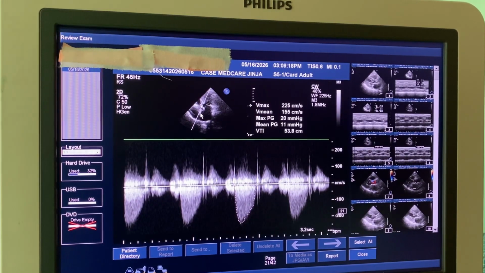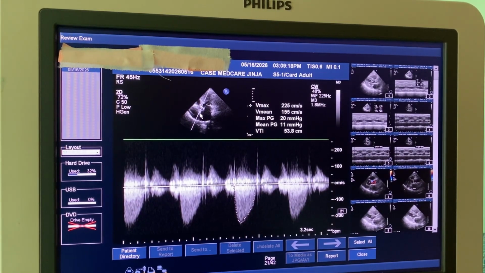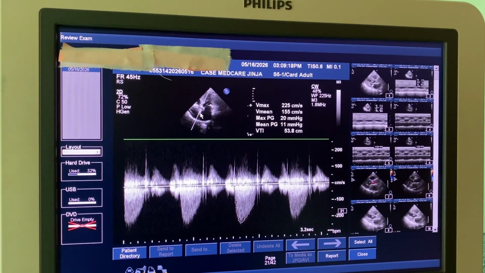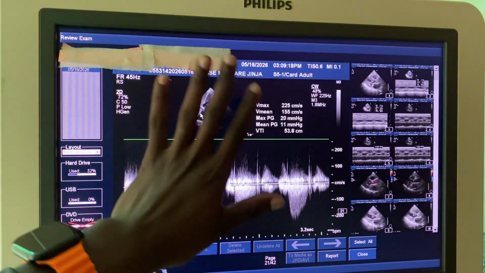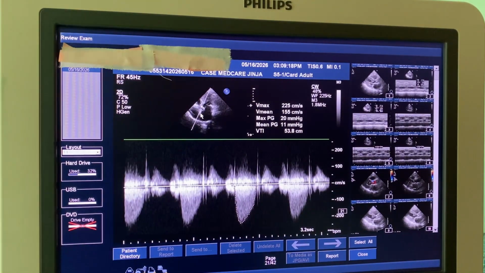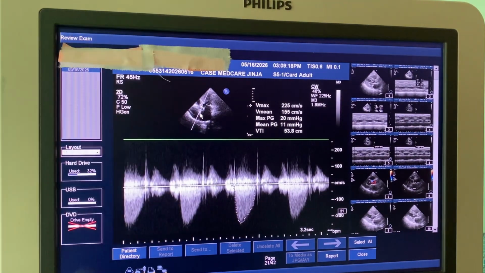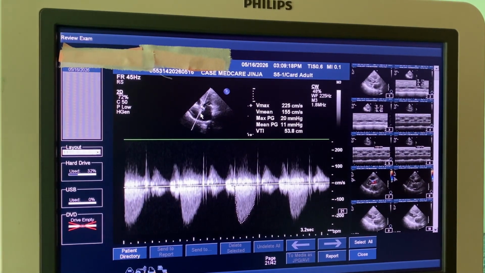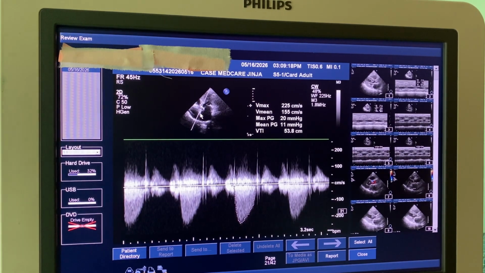So next time, I will bring the theory part. Most of the things we have seen but not written. So the theory part I will bring with so many examples. That is how we assess AS. You confirm AS visually and by velocities, and now you grade it.